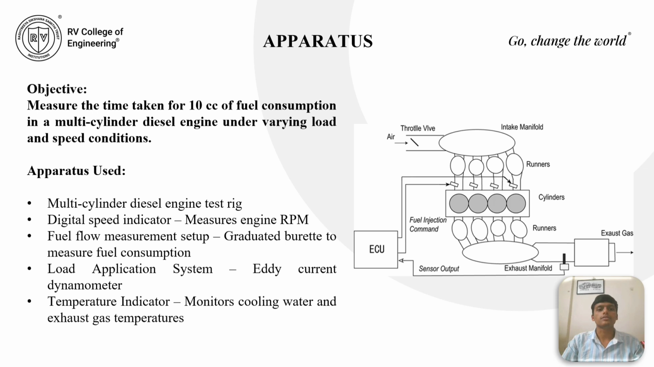Apparatus. These are the apparatus required to conduct this experiment. We used a multi-cylinder diesel engine test rig which is there in our thermal lab. The key instruments include a digital speed indicator for RPM measurement, a fuel flow setup using a burette, an eddy current dynamometer for load application, a temperature indicator to monitor cooling water and exhaust gas temperature, and also a stopwatch to measure the time for 10 cc of fuel consumption.